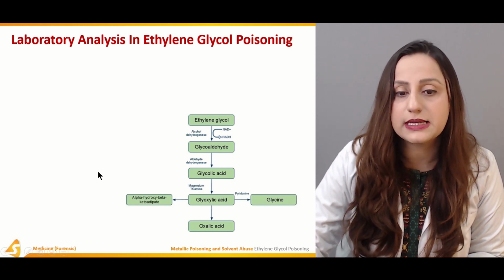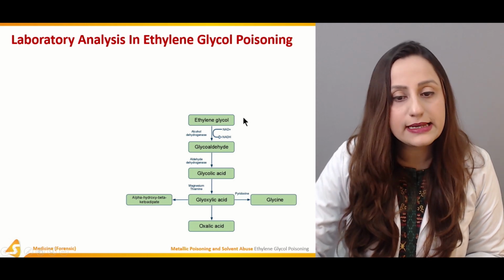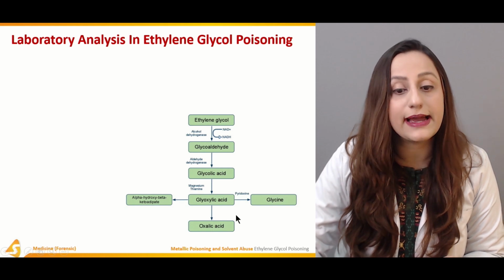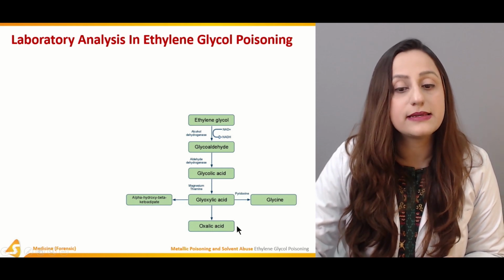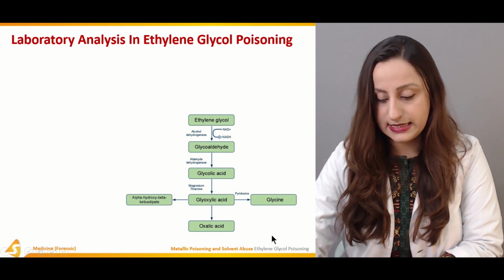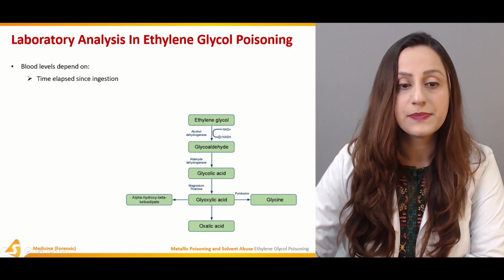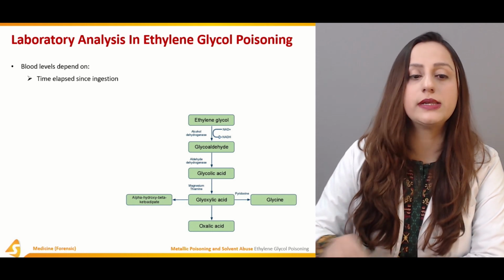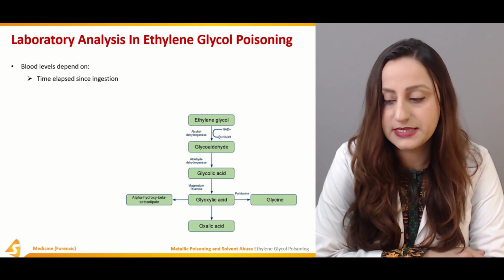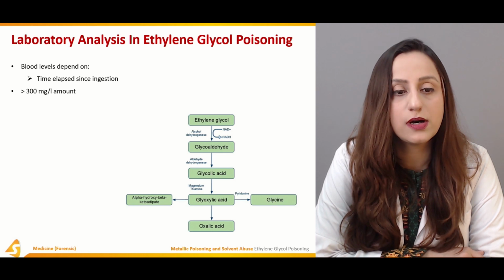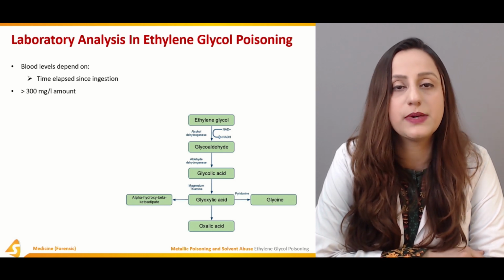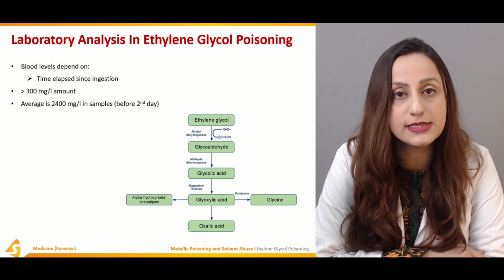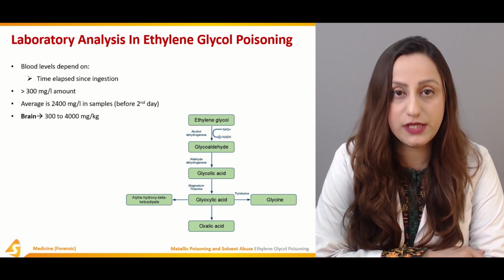This is a diagram showing ethylene glycol being converted to glycoaldehyde, glycolic acid, and finally oxalic acid. Oxalic acid is the final outcome of this glycol poisoning. The blood levels depend upon the time elapsed since ingestion. It will be more than 300 milligrams per liter, and the average is 2400 milligrams per liter in the samples before the second day of ingestion.